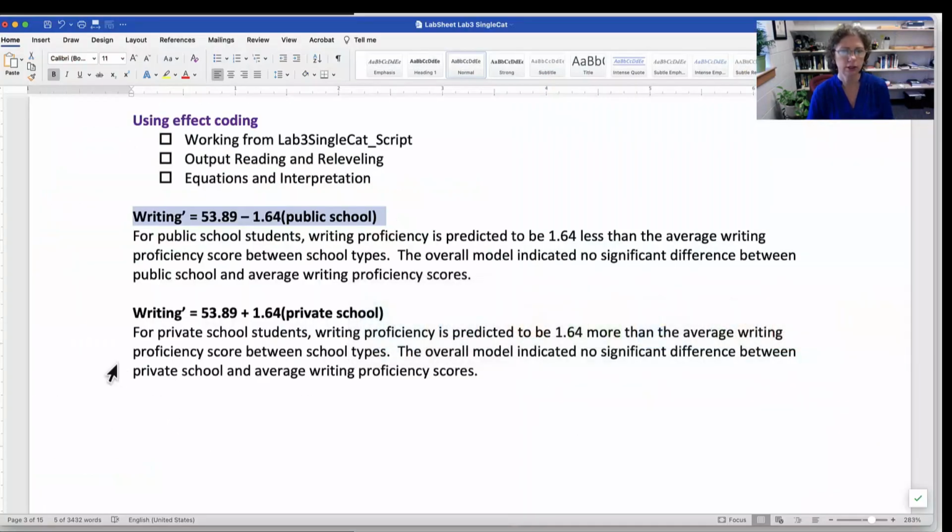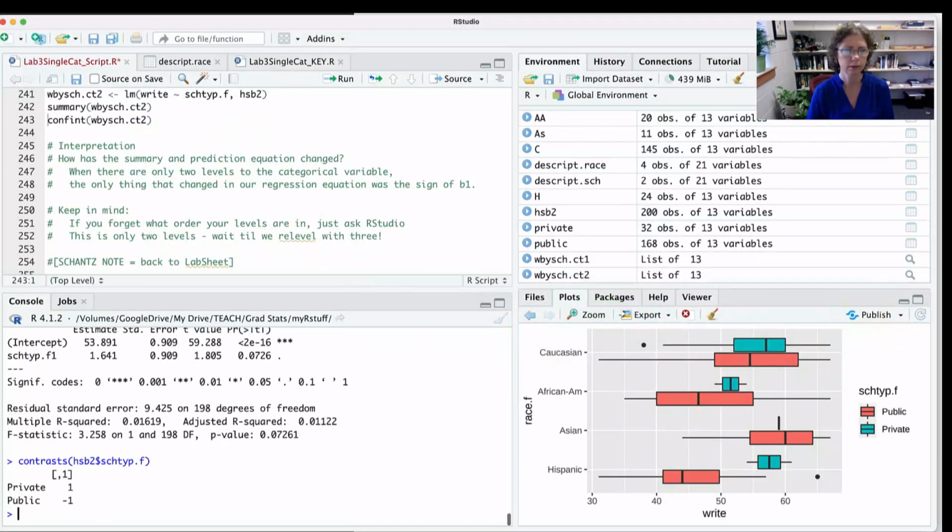So that changes our regression equation that way. Really the only difference was the sign of that regression coefficient. And that's only because we have 2 levels. If we only have 2 levels, you really only have to run the contrast code once, and same with treatment coding. If you're only comparing 2 things like male and female or public private, then you really only have to run it once because you have the information for the other one already.